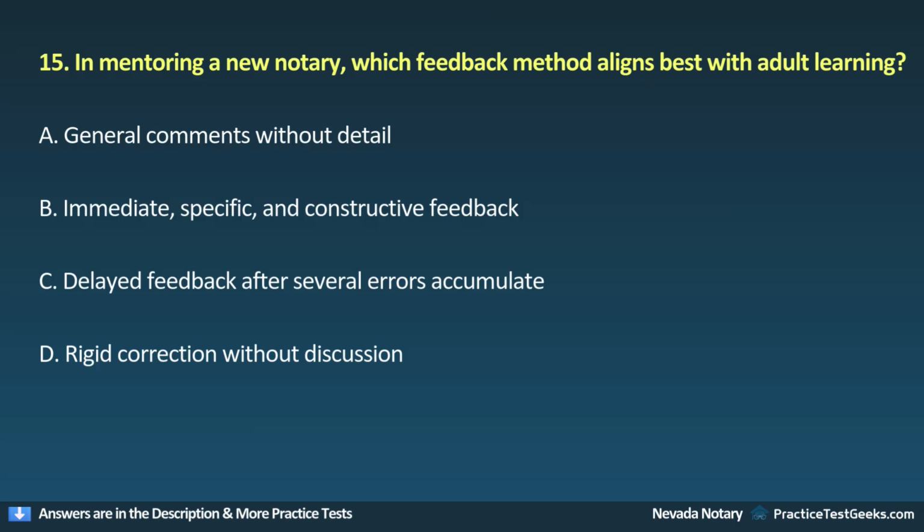15. In mentoring a new notary, which feedback method aligns best with adult learning? A. General comments without detail. B. Immediate, specific, and constructive feedback. C. Delayed feedback after several errors accumulate. D. Rigid correction without discussion.